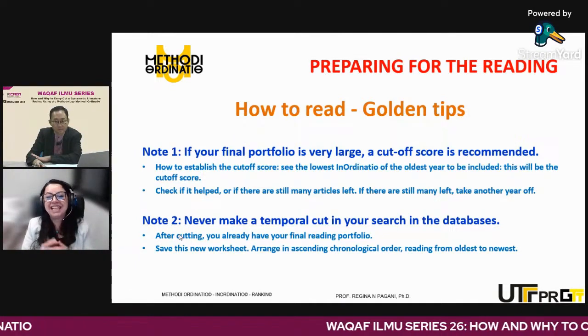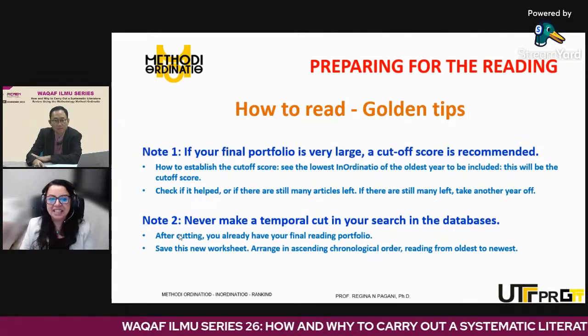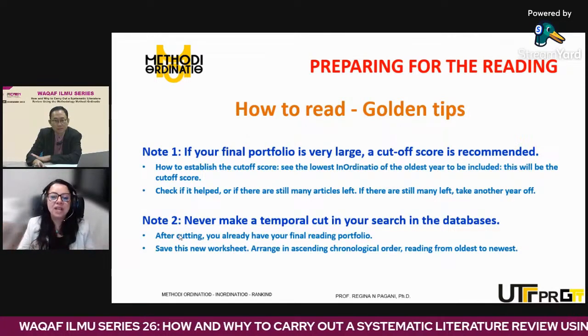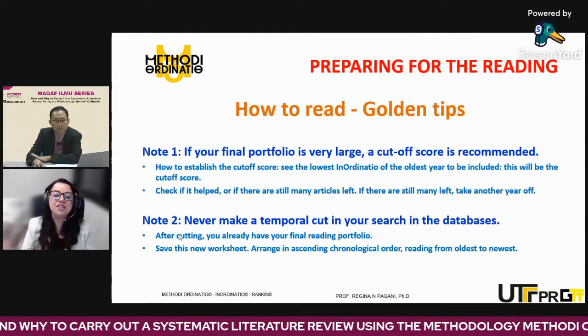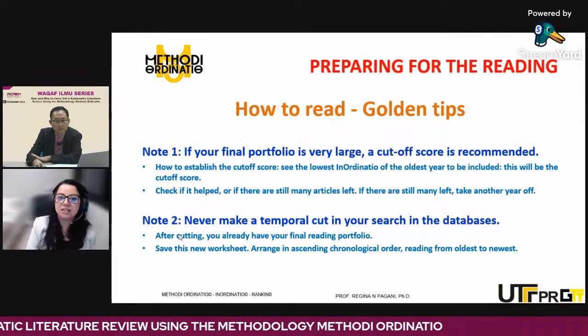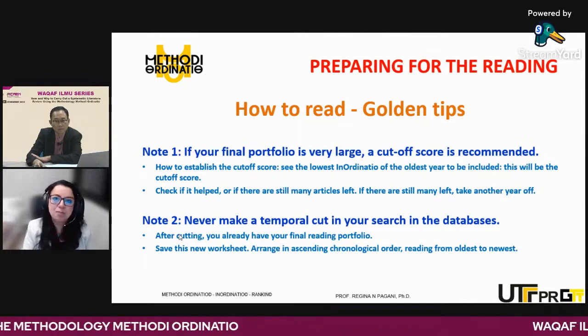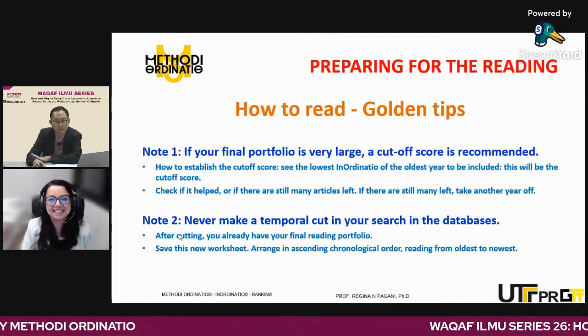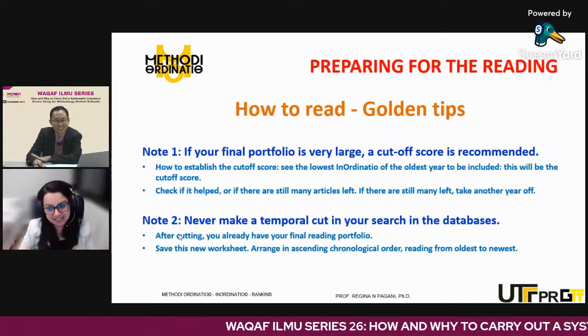Suppose you have the classical author and you cut him off, but when you rank it, it will go on the 20th best papers. So it should be included. Oh no, but it is an old paper. No, but it should be included. This is science. This is not art. You are including what Methodi Ordinatio is telling you to.